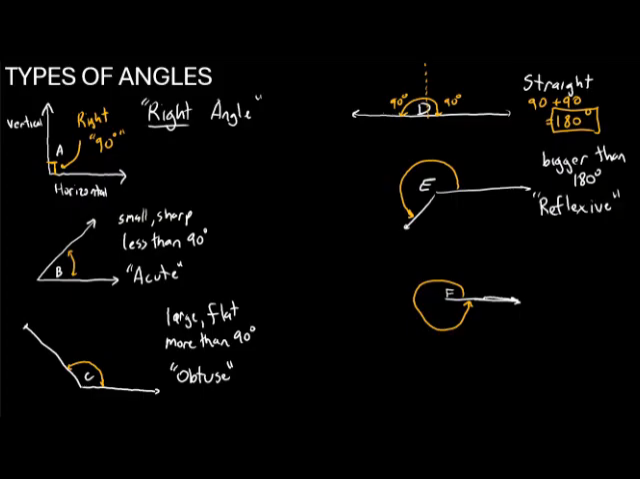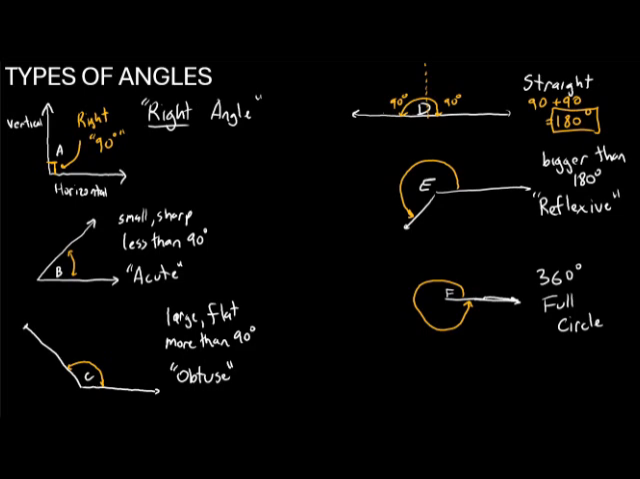Now, angle F takes it even further. We start on the right, and then we go completely around and end up exactly back where we started. If you end up exactly back where you started, that's 360 degrees, or simply a full circle.